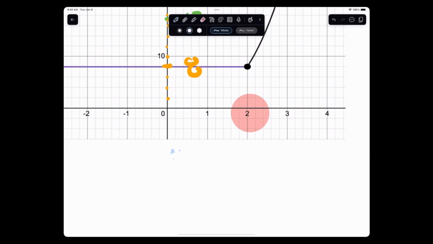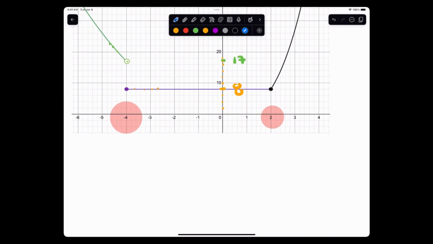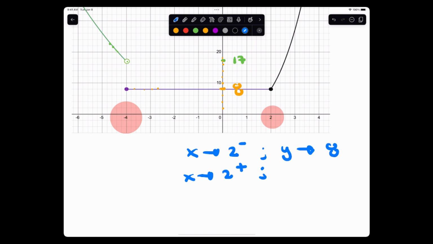How about if, can I change notation on you? Can I use calculus 2 notation? You don't say, no, don't use that. X goes to 2 from the left. Y goes to what number? 8. X goes to 2 from the right. Y goes to what? Both directions, they're going to the same number. Isn't the y coordinate going to 8 as well?